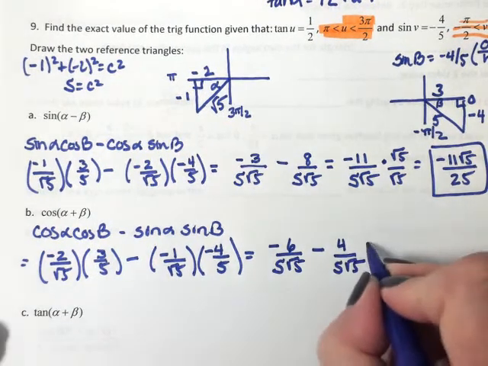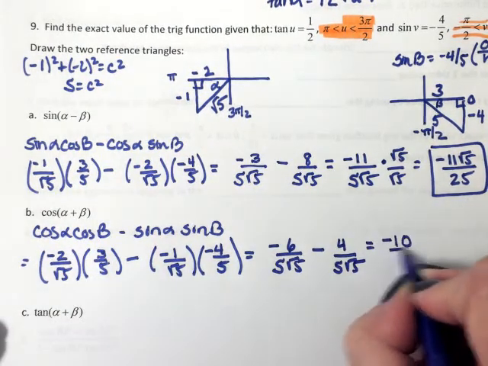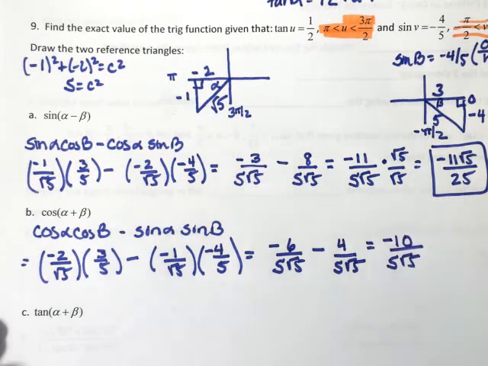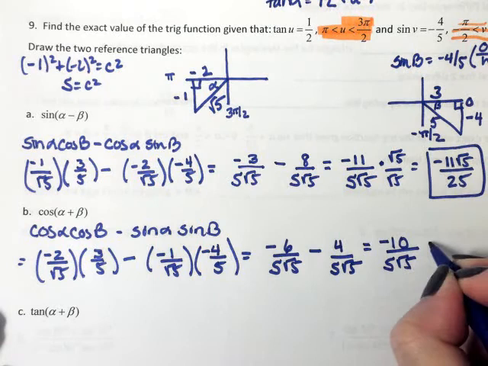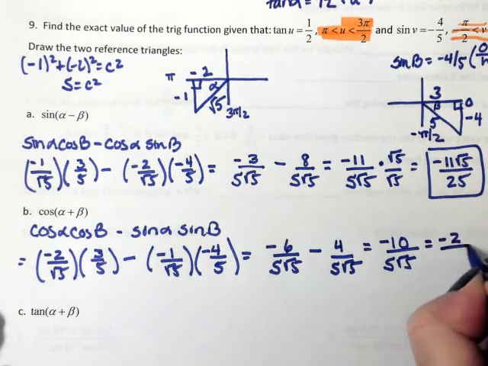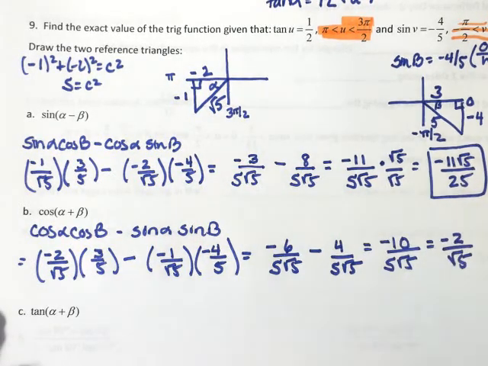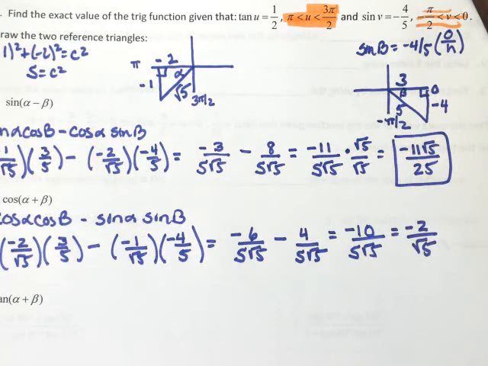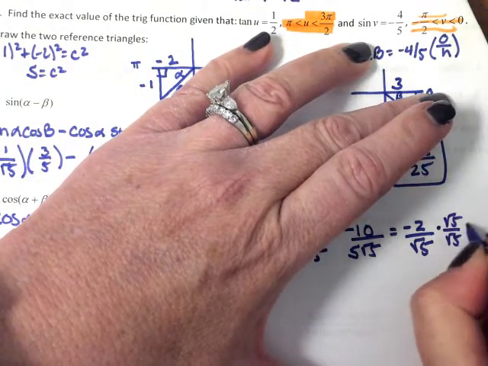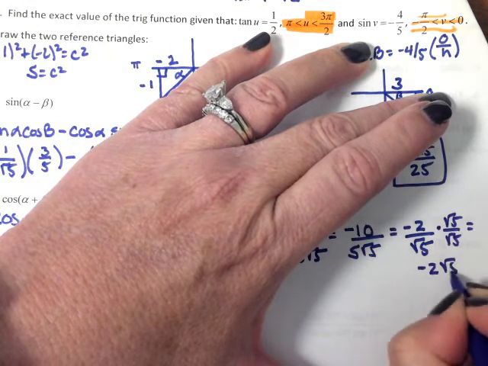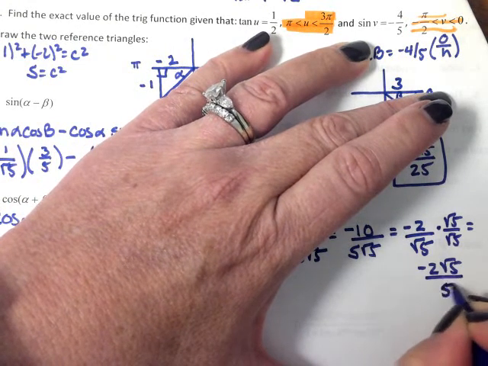Again, I already have a common denominator, so I'm just going to go ahead and add these two fractions together. Now I can simplify this fraction because 5 goes into -10 -2 times. So that actually simplifies to -2 over square root 5. Now I need to rationalize the denominator, so multiply the numerator and denominator by square root 5. So my final answer would be -2 square root 5 over 5.